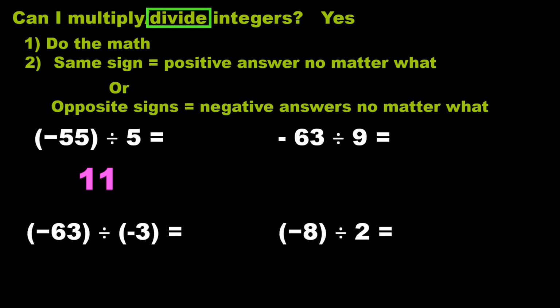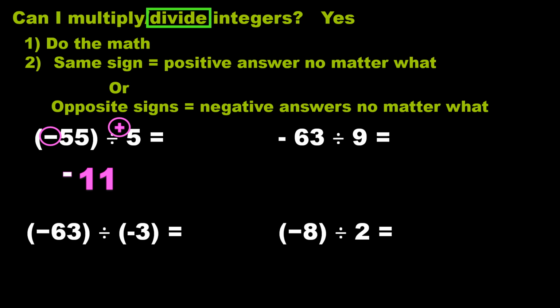When I get 11, then I need to look at my signs. So I have a negative on the 55, but there's nothing on the 5. Once again, that's an understood positive. So when I have them both circled, then I look at them. Do I have the same signs? No, I have opposites. So since they're opposites, my answer has to be negative 11.